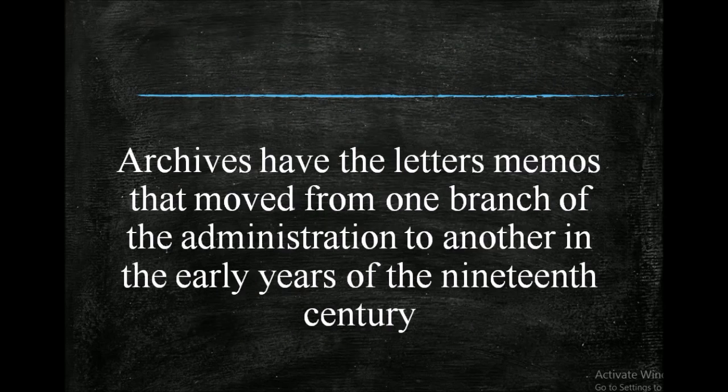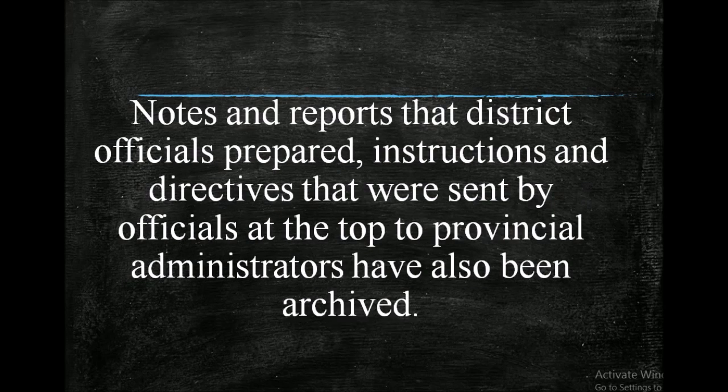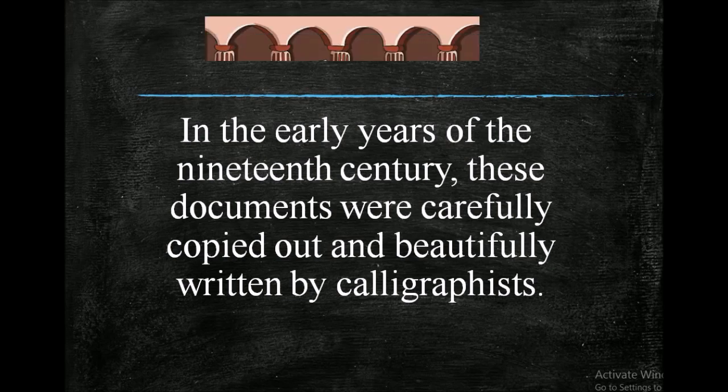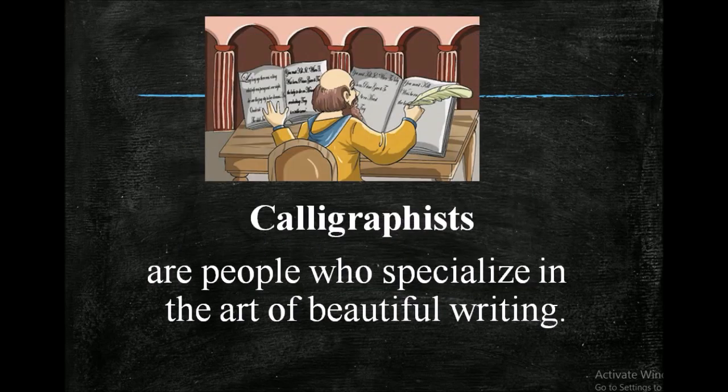The archives have the letters and memos that moved from one branch of the administration to another in the early years of the 19th century. Also, the notes and reports that district officials prepared, or the instructions and directives sent by officials at the top to provincial administrators, have been archived. In the early years of the 19th century, these documents were carefully copied out and beautifully written by calligraphists. Calligraphists are people who specialized in the art of beautiful writing.